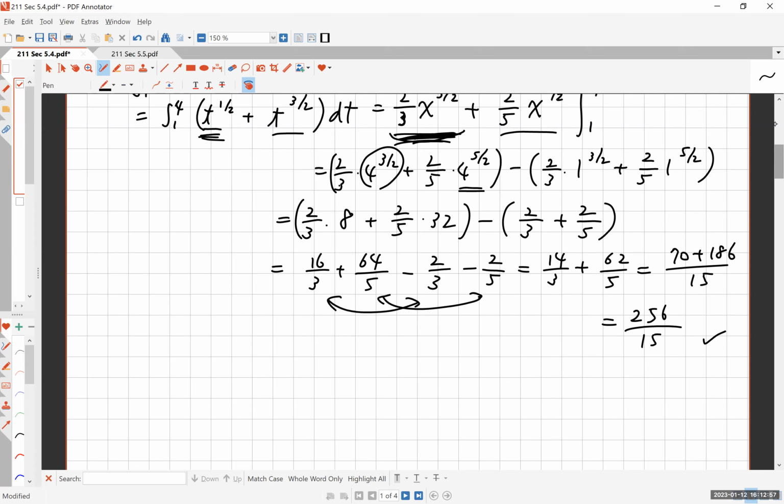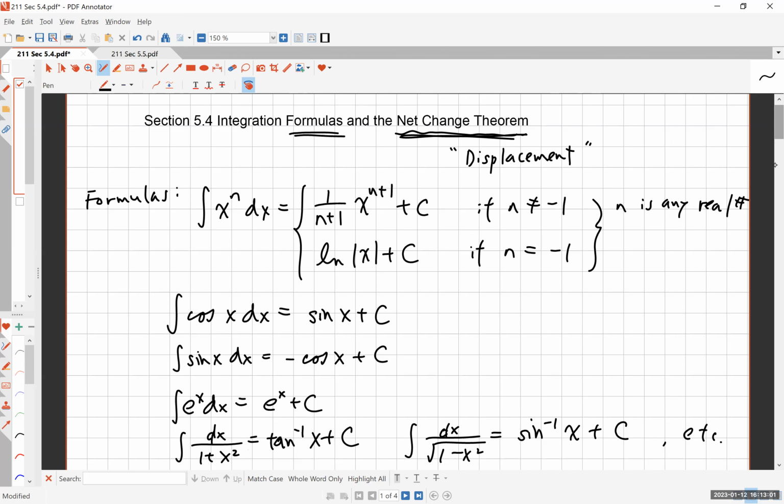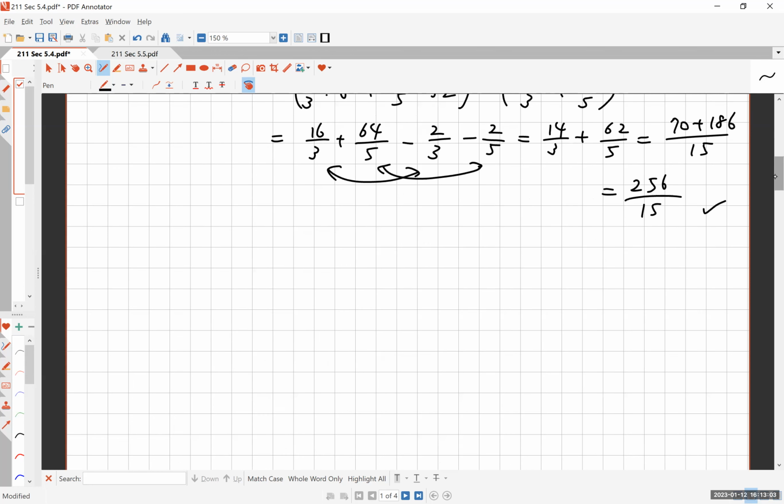Okay, now I mentioned that this net change theorem can be easily understood in terms of displacement, or at least I kind of referred to this. Let me explain what I mean by this. I'm not going to even state the net change theorem because actually it's not worth doing so, in my professional opinion.